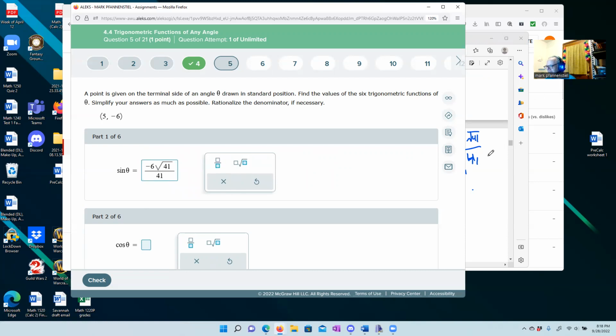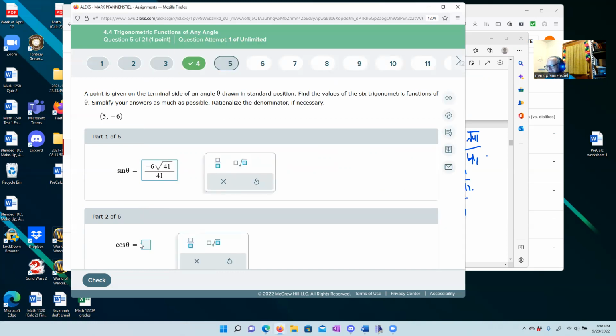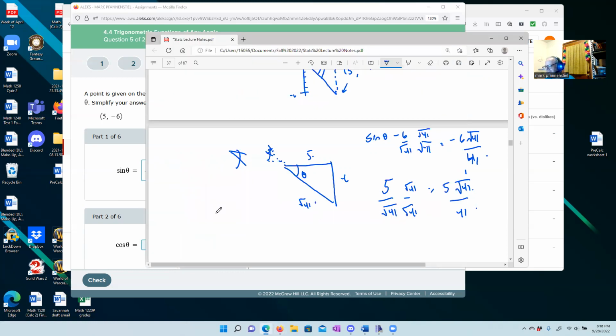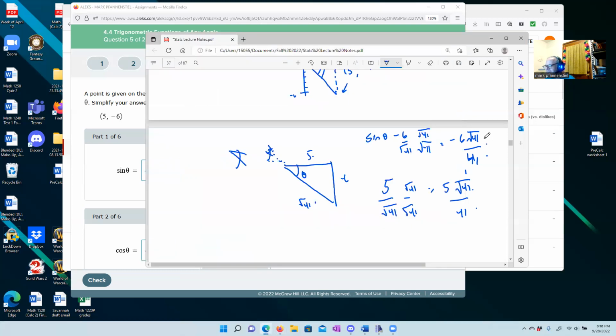Okay, cosine. That's going to be 5, in this case it's just positive. 5 root 41, that's my cosine. It's adjacent over hypotenuse, so 5 over root 41. Root 41 over root 41, just multiplied by 1. So this is 5 root 41 divided by 41. Okay, so that's all right. That's fine. We're still writing the books. So 5 root 41 and then divided by 41. Okay, so there we go.